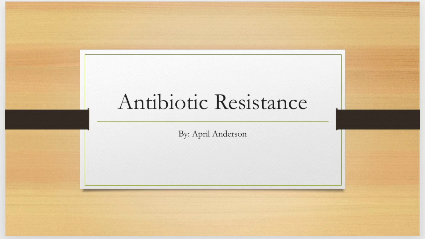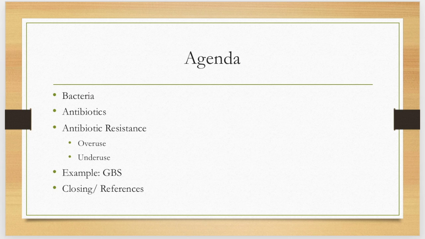Everyone, I'm April, and today I'd like to discuss antibiotic resistance and measures that we can use to prevent it. Before we talk about antibiotic resistance, let's talk about some key terms. We'll cover bacteria, antibiotics, and then we're going to define antibiotic resistance and things that lead to it. Finally, we're going to go over an example of something I think could be a potential strain of bacteria that is resistant to antibiotics.